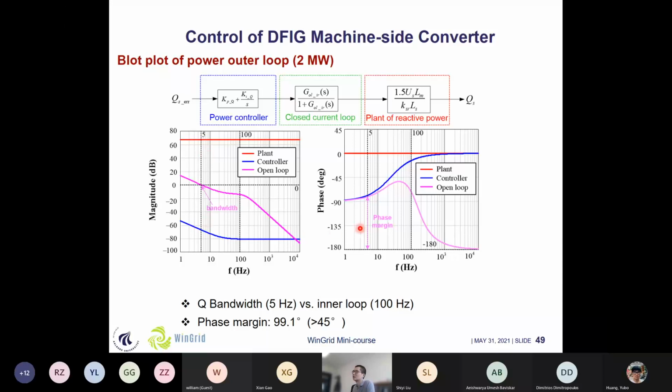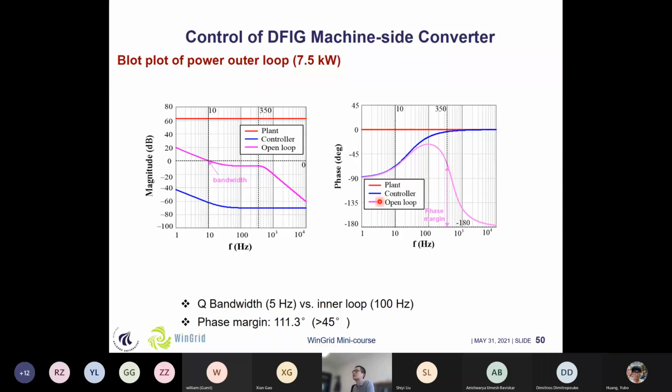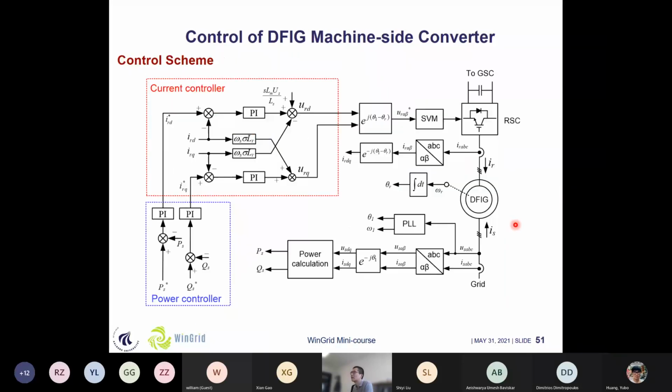Here we can see that the phase margin is also enough for this outer loop. A similar case happens for the 7.5 kilowatt system, where we have enough margin between the inner loop and outer loop bandwidth, and we also have enough phase margin.